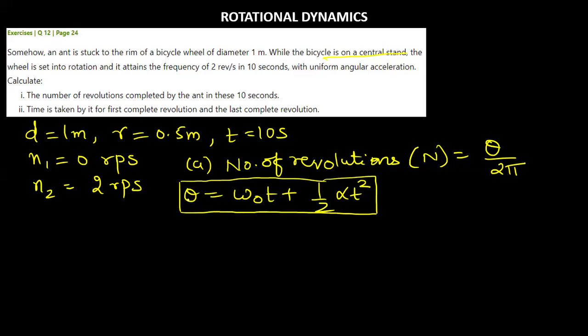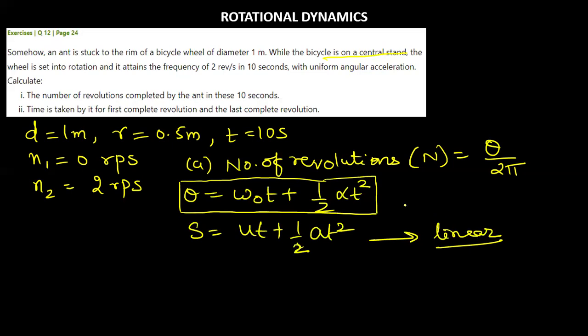S is the displacement; here theta is the angular displacement. U is the initial velocity; here omega naught is the initial angular velocity. A is the acceleration; here alpha is the angular acceleration. So you can compare this with s equal to ut plus half at square, the equation we discussed in linear motion in lower classes, and this is the case of rotational motion. Students should remember all the kinematical equations, whether linear or rotational. Both are necessary to know.